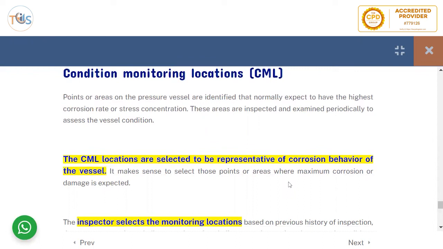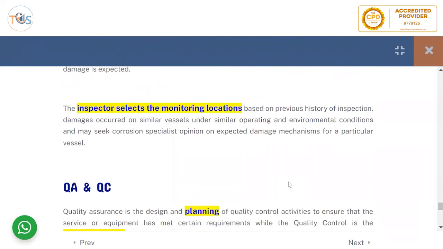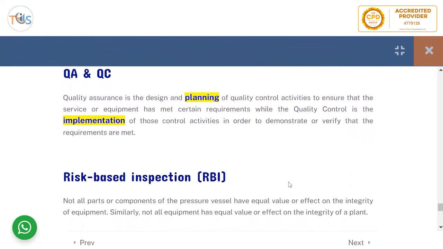So always select places that, first, should be accessible, and secondly, where you expect the maximum corrosion, the weakest link of the chain. So the inspector selects the monitoring locations. QA, quality assurance, actually plans the verification points, and QC, or quality control, actually implements them, okay? So that's the difference between them. One designs the quality system, and the other one actually implements it.